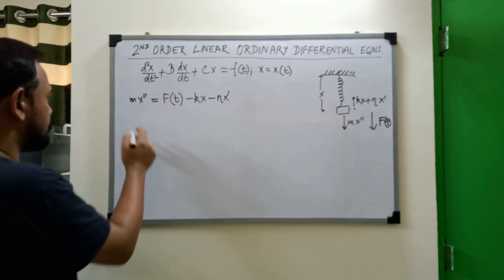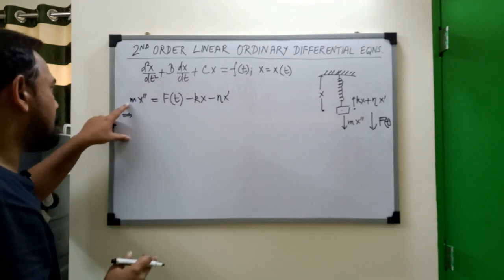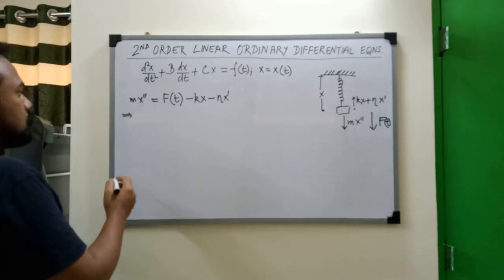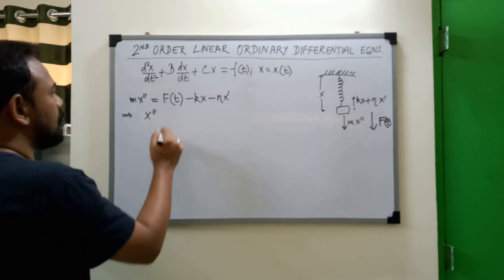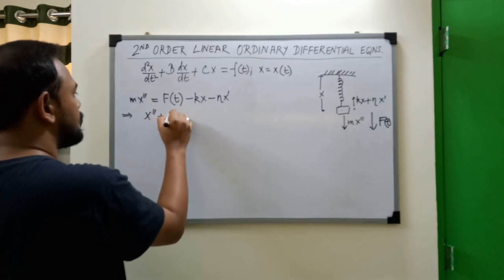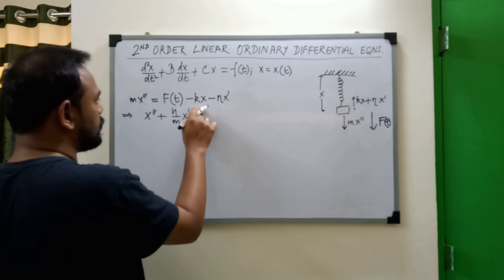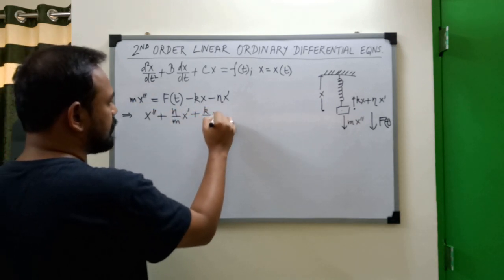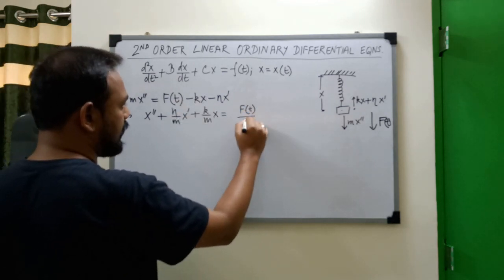And if you rearrange this a little bit, if you divide by m, we take m to be non-zero because m is the mass. It has some legitimate mass. So if I divide by m and rearrange, what you get is x double prime. You bring this to the left and divide by m, so you have plus eta by m x prime, and then you bring this to the left, you have k by m x, and then this you keep on the right, f(t), divided by m.